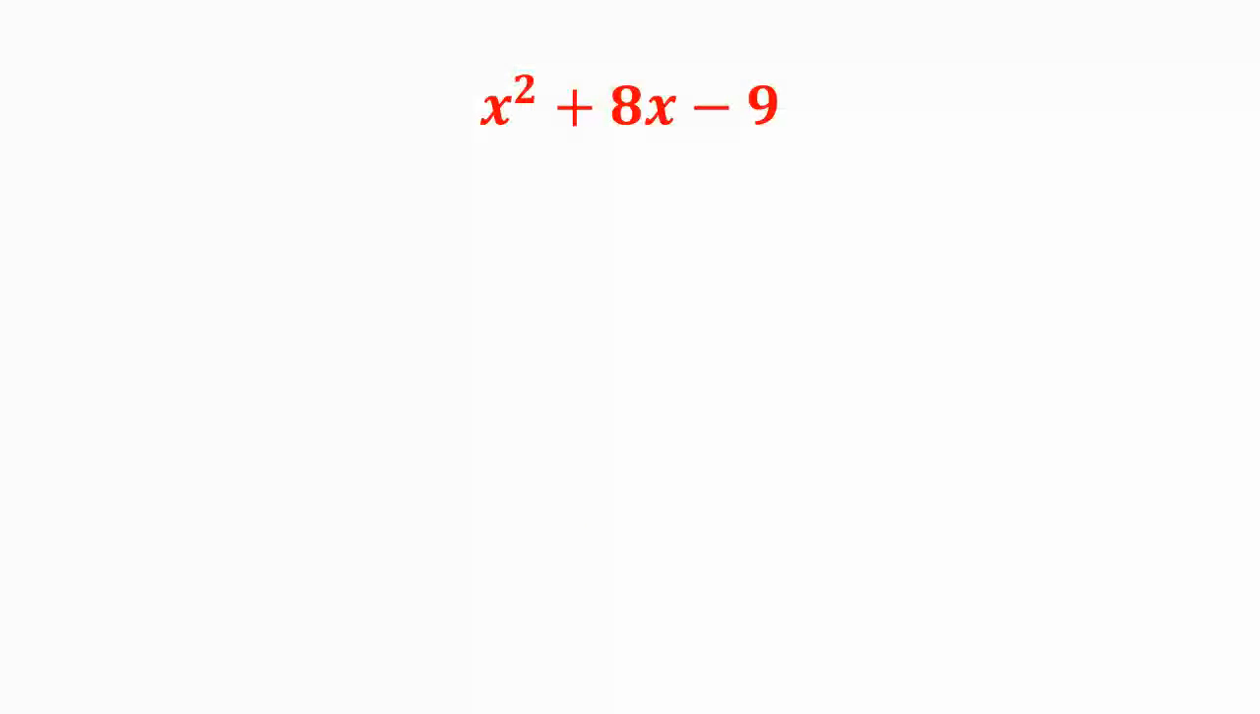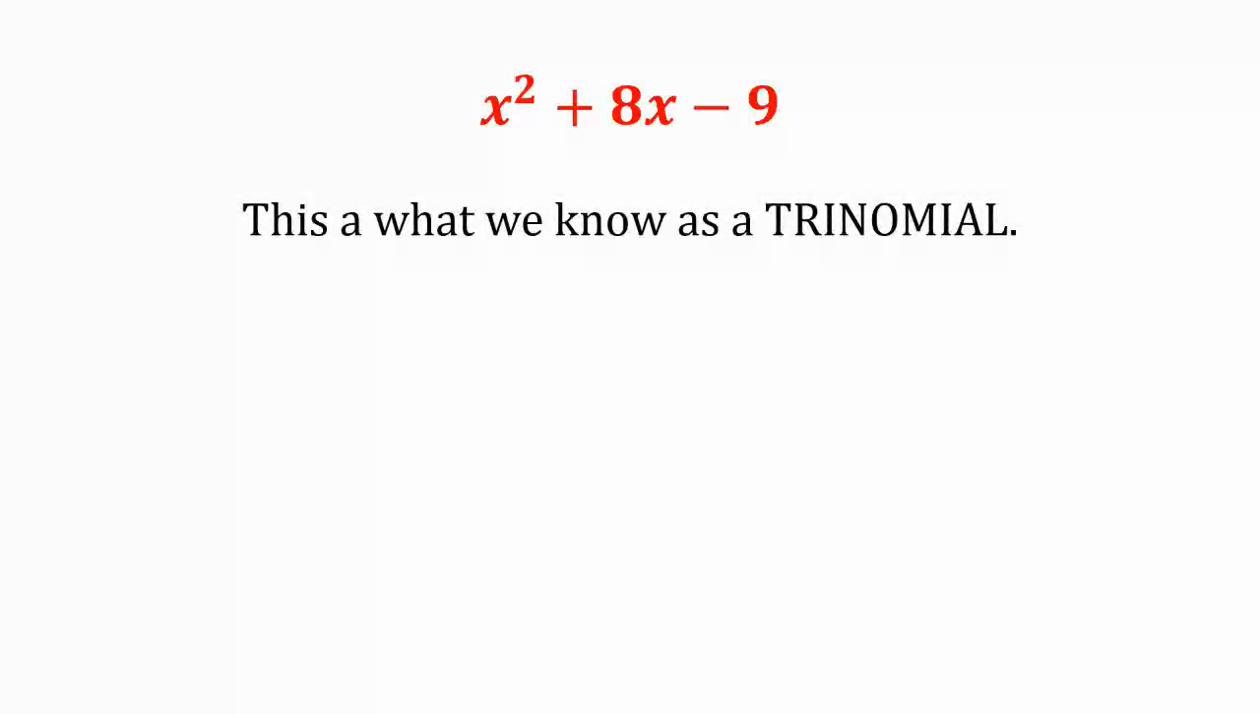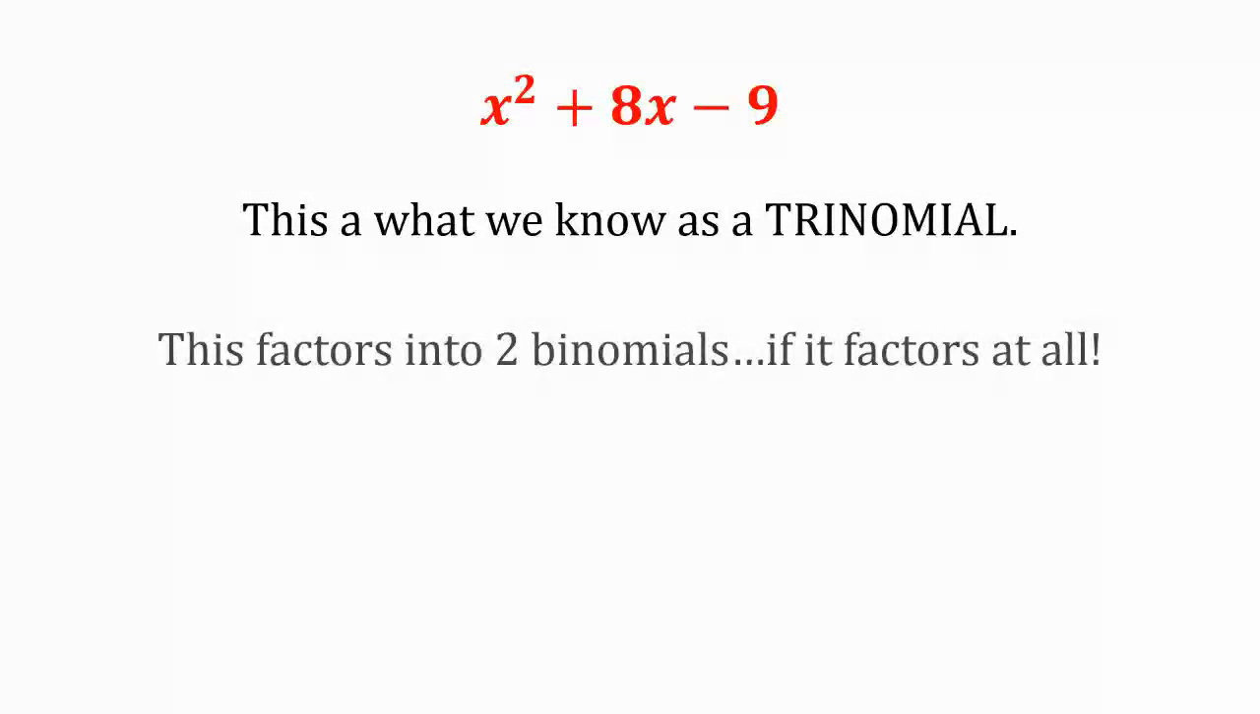So what if you had something like x squared plus 8x minus 9? Maybe you know how to factor it, and that's great. You can do that if you would like. But this is what we know as a trinomial. There are 3 terms. This factors into 2 binomials if it factors at all. You might know the answer for this specific one right now, but it might not factor. You could have a trinomial that does not factor, and that would be called prime. It is possible that you can't break it down anymore.